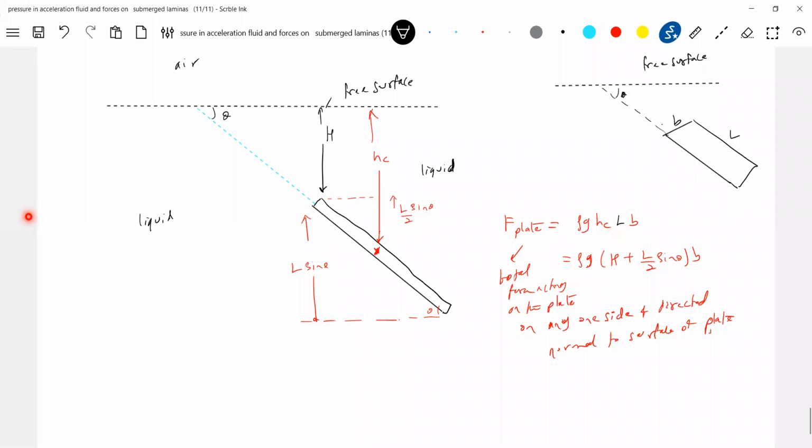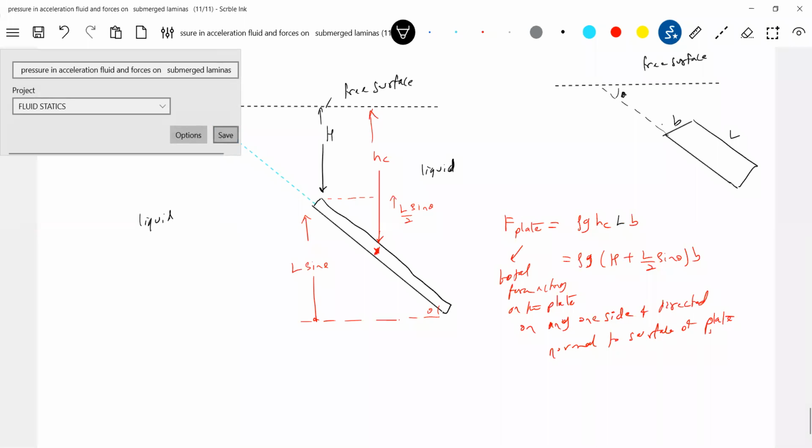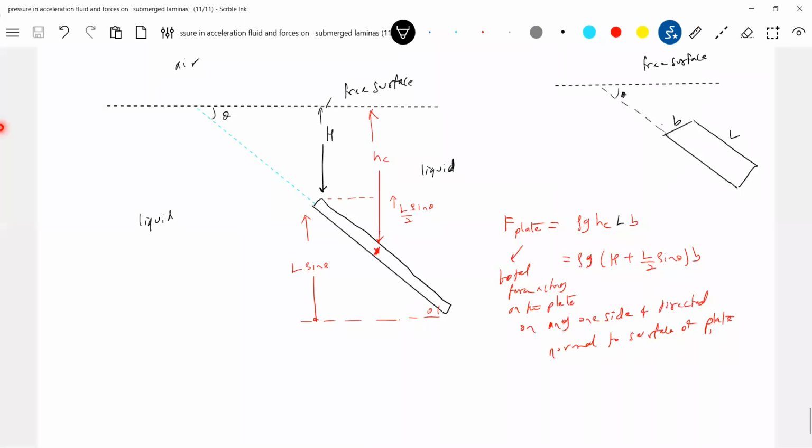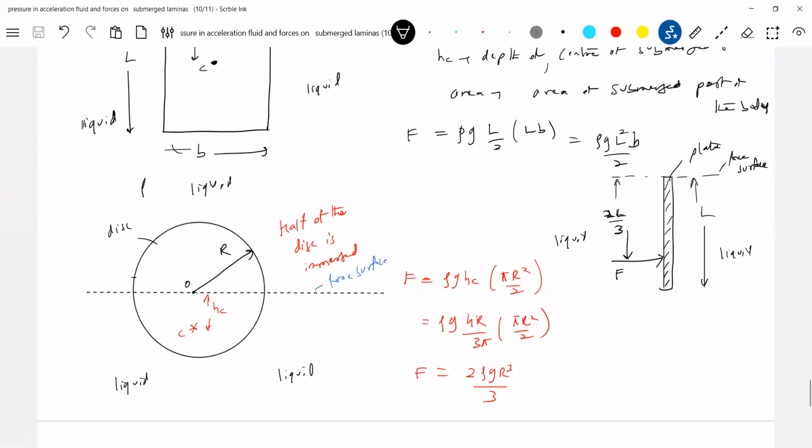Sir, how did you say that it will act at a distance 2L/3? Solve it, no? Why don't you put some effort? Because if I think everything, then what is left over for you to think? That's why I just gave the information, but you can prove that. Try. If not getting, I'll help you.